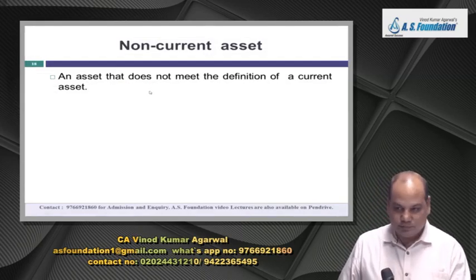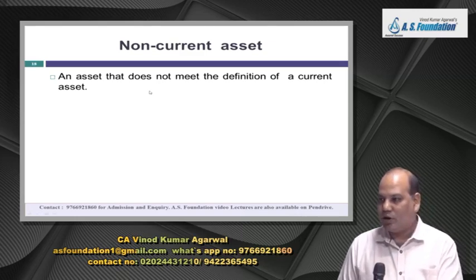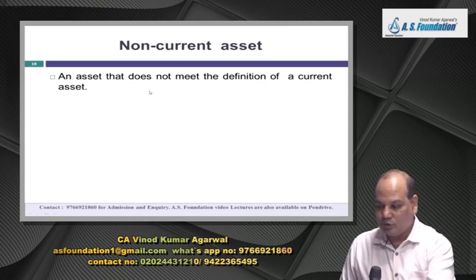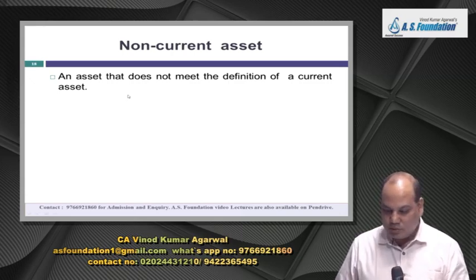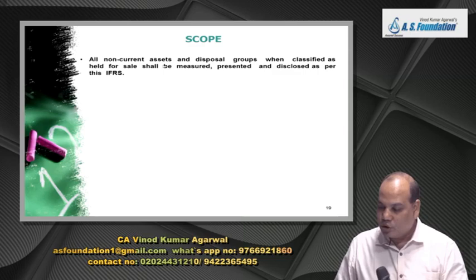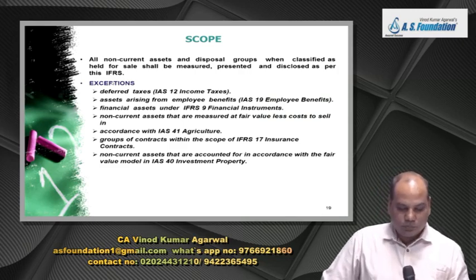And what is a non-current asset? An asset which is not a current asset is a non-current asset, defined in IAS 1 also. Okay. So all discussion on definitions we have. Now come to the scope paragraph. The standard is applicable to those non-current assets or disposal groups or discontinued operations which are held for sale. Is it right? So all non-current assets and disposal groups, when classified as held for sale, shall be measured, meaning the valuation part, presented and disclosed as per this IFRS. But there are exceptions. Okay.